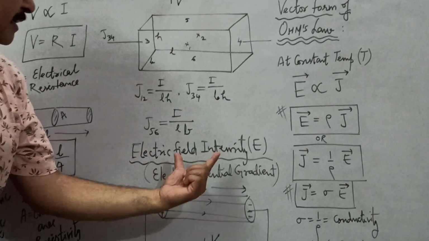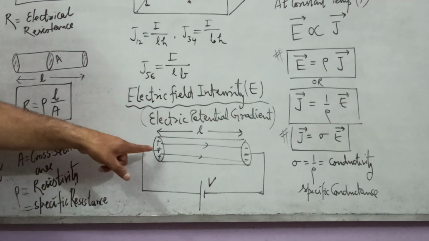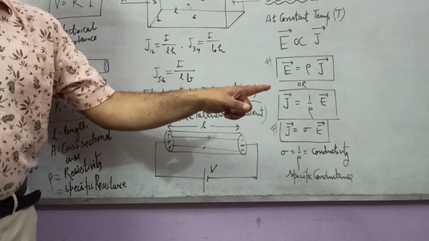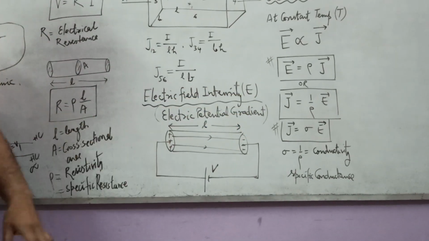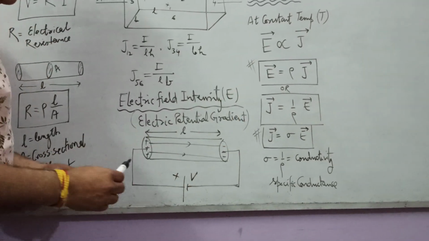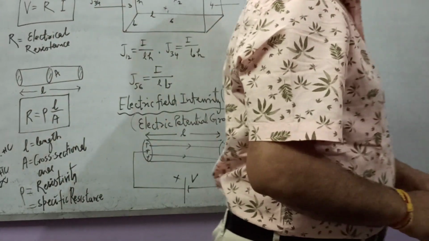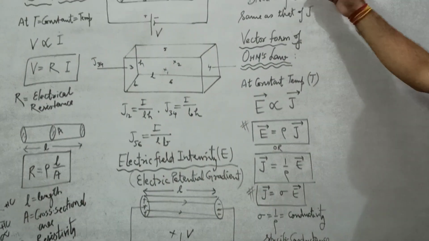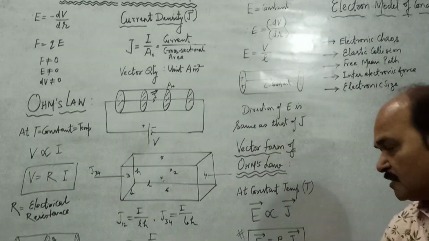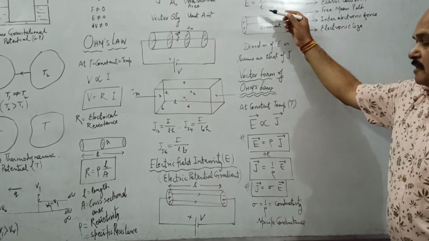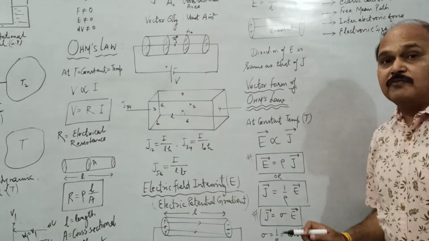Well, current electric field intensity. As a conductor is connected across a battery, there is an electric field set up in the conductor. This is the positive terminal of the battery, this is the negative terminal of the battery. So there is an electric field created in the conductor from the positive side to the negative side, and this electric field is constant. Since the electric field is constant, it can be written as the potential difference across the length of the conductor upon L, the length of the conductor. Of course, this conductor is of uniform cross-sectional area.